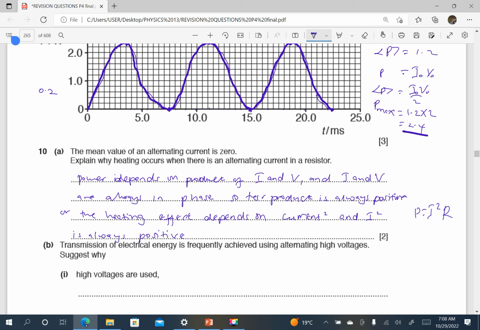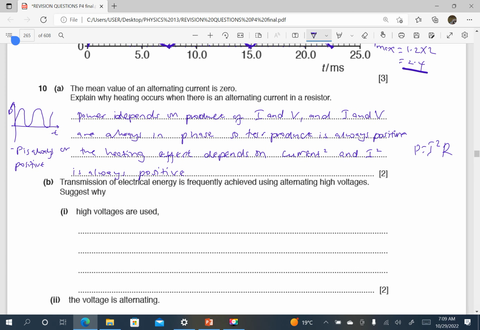Alternatively, you can think about the graph of power against time. If you sketch the graph of power against time, we have seen that it's always above the x-axis. So we can say P is always positive. And if P is always positive, there is no way the average will be 0. So there is power in the resistor.